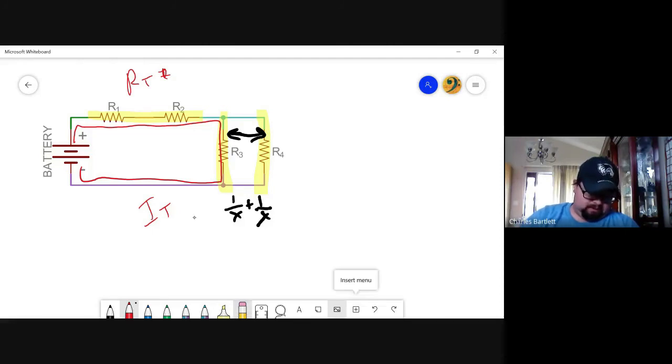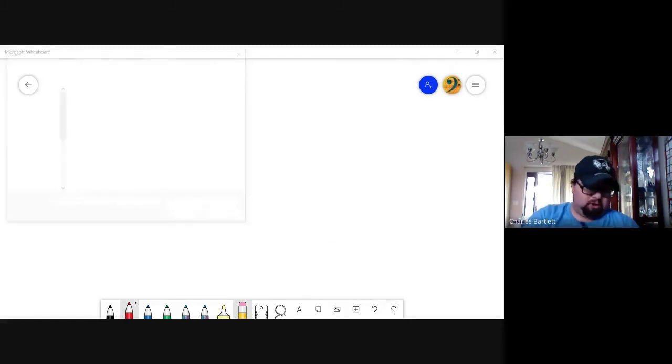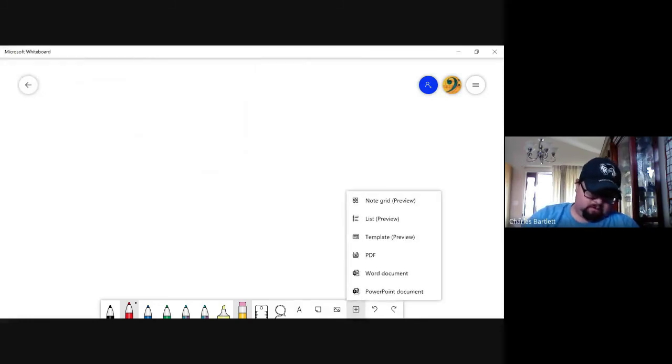One last picture I wanted to show you. This is actually not a picture, it's a PDF. So I've got to go into a different area.